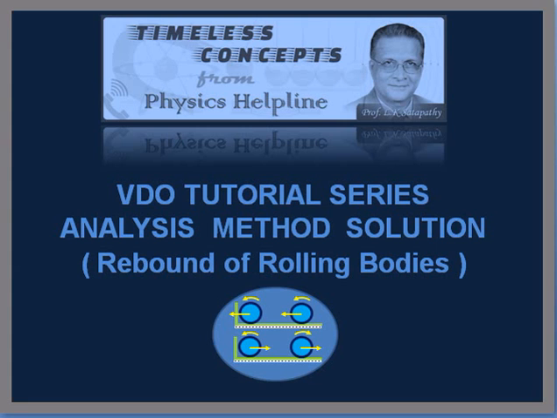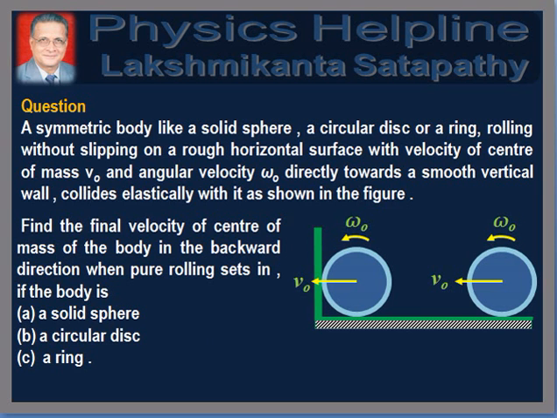The question is as follows. A symmetric body like a solid sphere, a circular disc, or a ring rolling without slipping on a rough horizontal surface with velocity of center of mass v0 and angular velocity omega 0 directly towards a smooth vertical wall collides elastically with it as shown in the figure. Find the final velocity of the center of mass of the body in the backward direction when pure rolling sets in if the body is a solid sphere, a circular disc, and a ring.